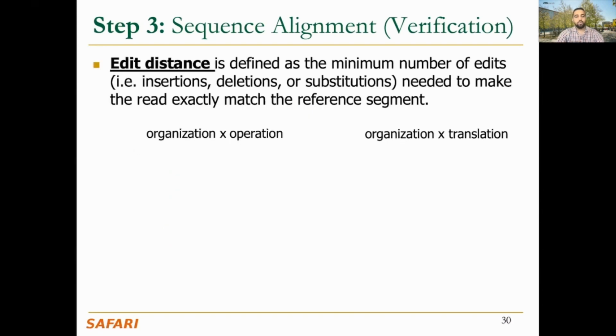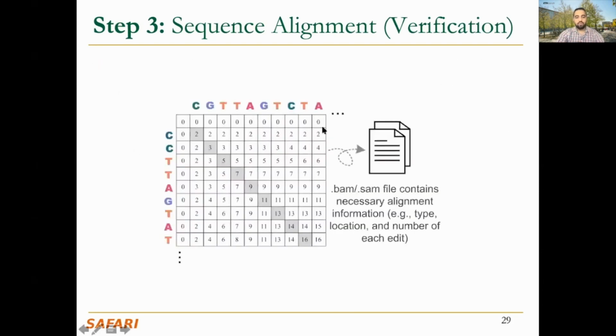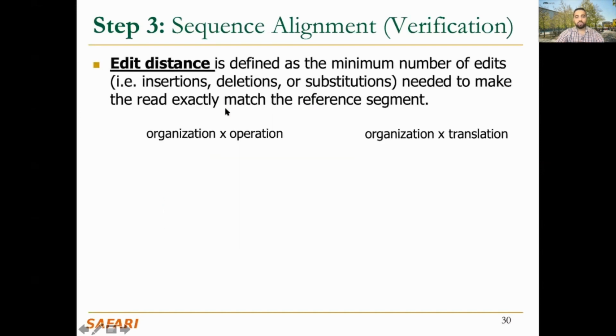Okay, so in this kind of algorithm, we call it dynamic programming. Why? Because we build a dynamic programming table over here. You can see this table, we call it dynamic programming. One of the things we can do is edit distance. What is the edit distance? The minimum number of edits, either insertions, deletions, or substitutions, needed to make the read exactly match the reference segment.